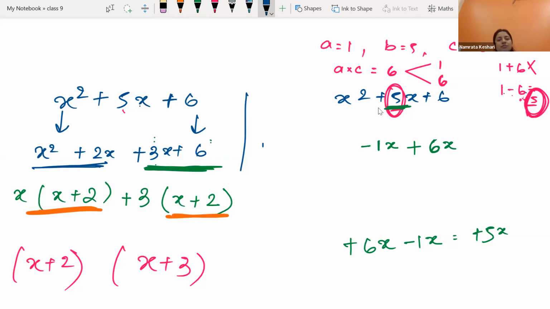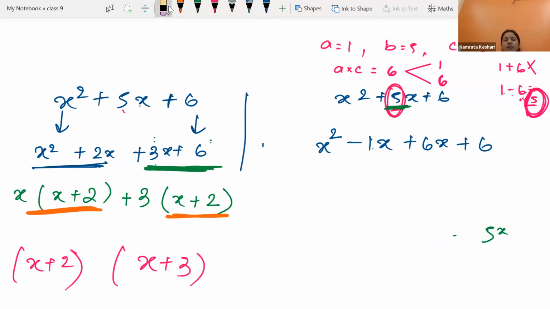1 and 6 is giving 5 after doing the subtraction. Now we will do the arrangement. Minus 1 plus 6, we can do any way. We can also write it this way, plus 6x minus 1x, or maybe the way we had already written. It's completely okay. x square I am copy pasting, plus 6 I am copy pasting. Is it crystal clear so far to everyone? Yes. Now we will take out common from the first two. If we take out common, x is common, right?